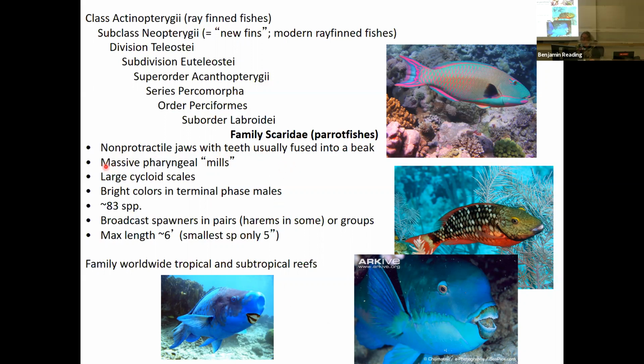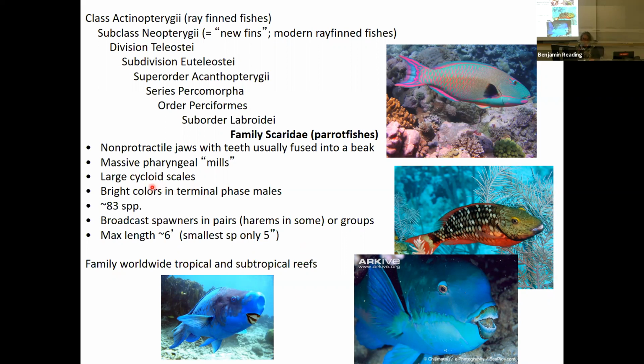And they have massive pharyngeal mills inside of their head. So their pharyngeal jaw is extraordinarily powerful. These things literally eat coral. They eat rock. So their teeth, this beak, is designed to bite through coral, and the pharyngeal jaw is designed to pulverize that coral. So they literally eat rock.